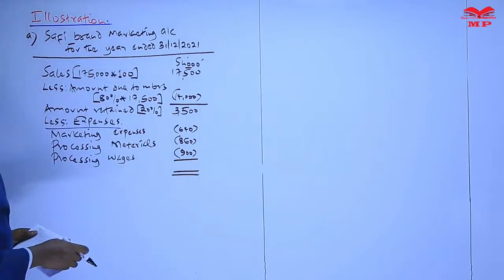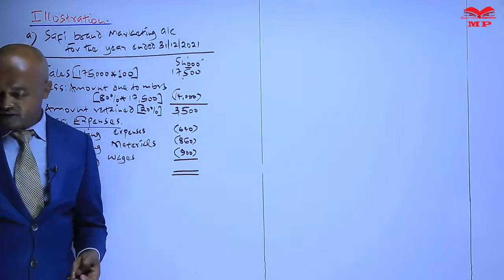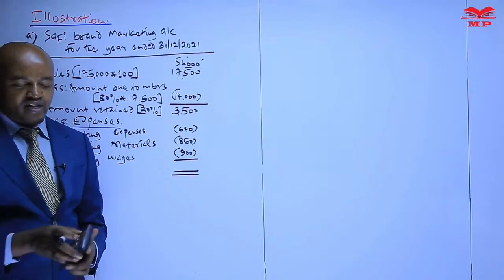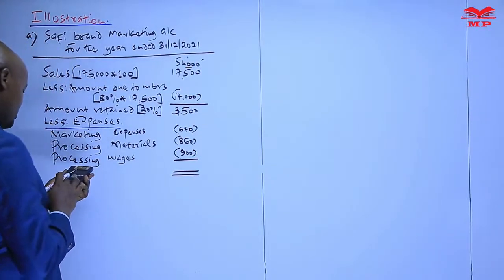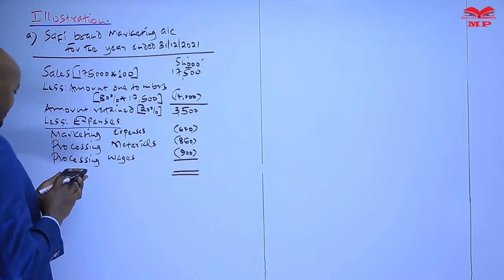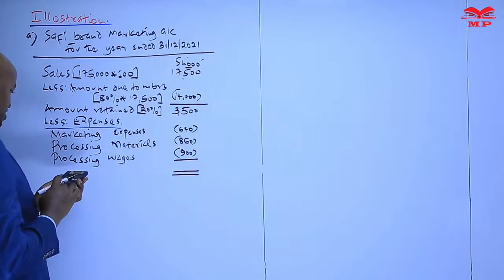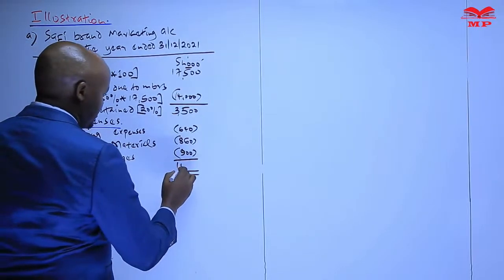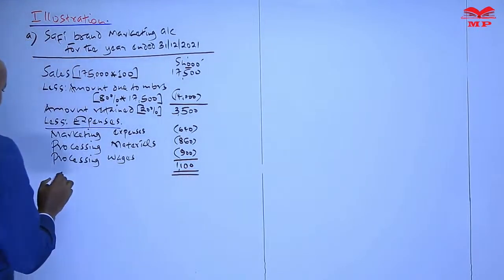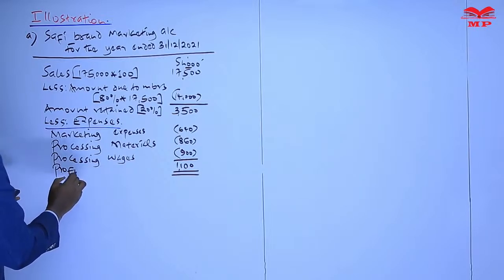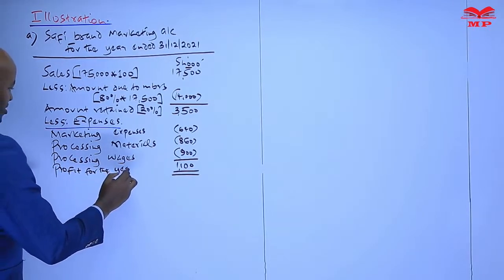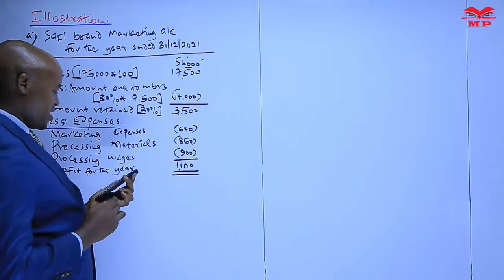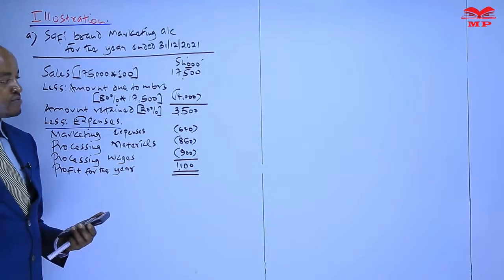So what you get down there is now the profit which this particular cooperative society was able to get from selling this coffee brand. So 35 minus 640 minus 860 minus 900. This will give us 1100, and basically this is now the profit for the year from selling and marketing this particular coffee brand.